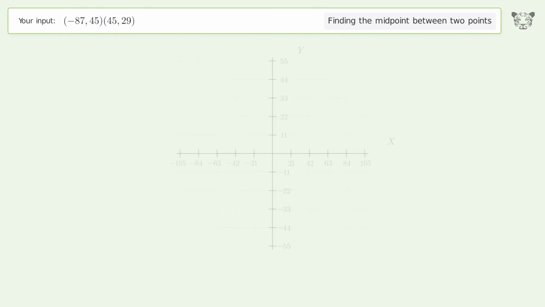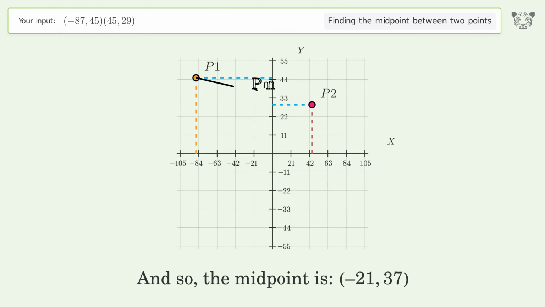And so, the midpoint is negative 21, 37.